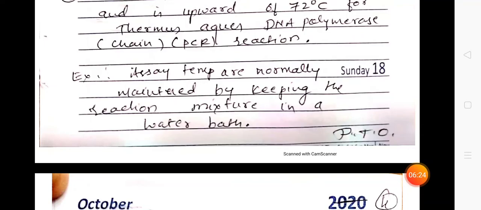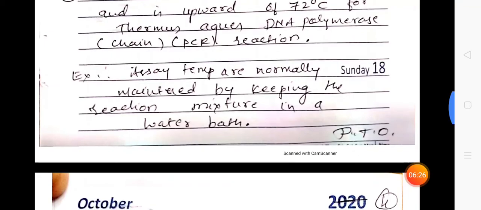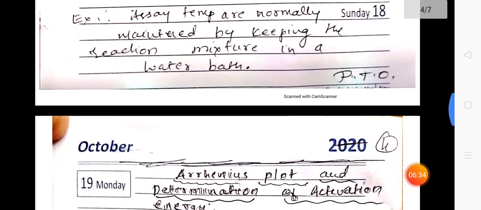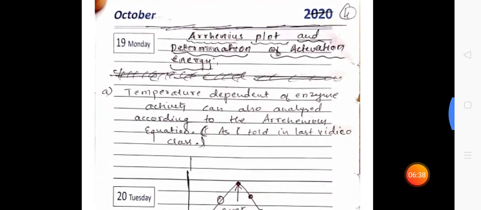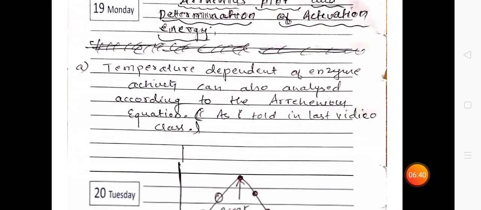I told you when you do the experiment, I will show how to do this experiment also. Usually the assay temperature is maintained by keeping the reaction mixture in a water bath. And next you can see again the Arrhenius plot, and how important this Arrhenius plot is. I told you about the Arrhenius plot by showing some data in the last class also, and this point is very important here.